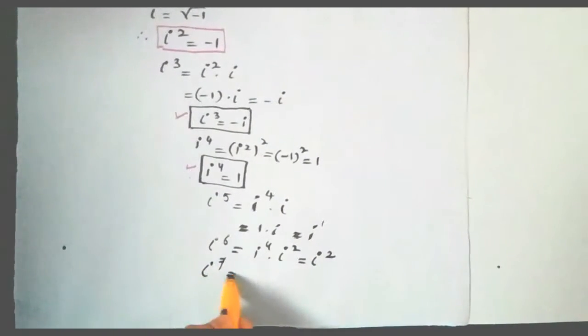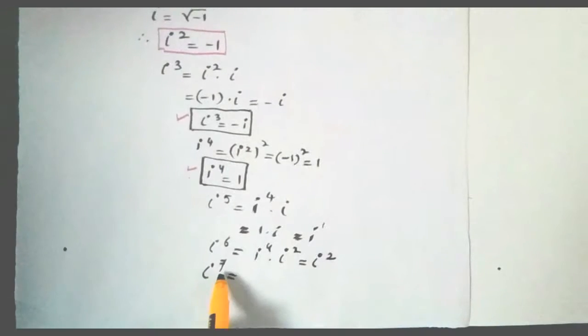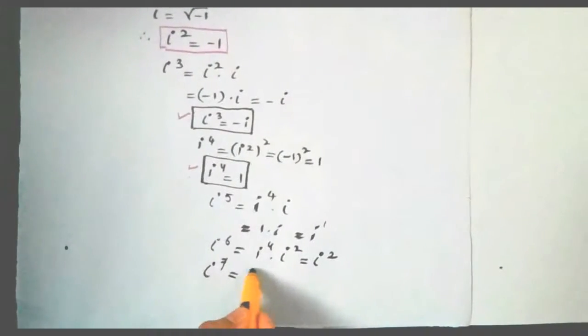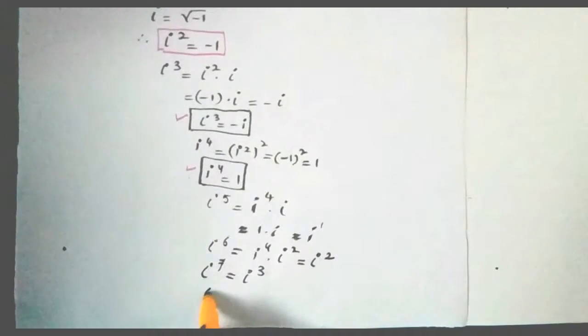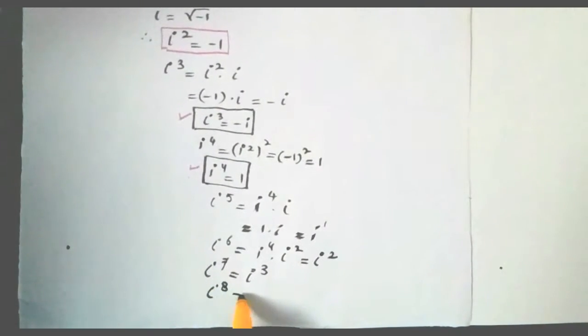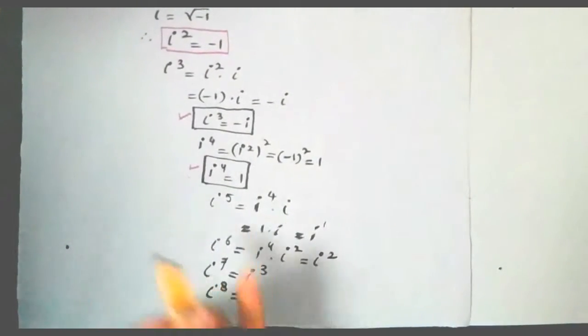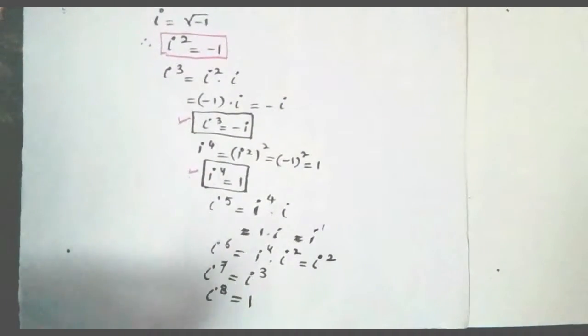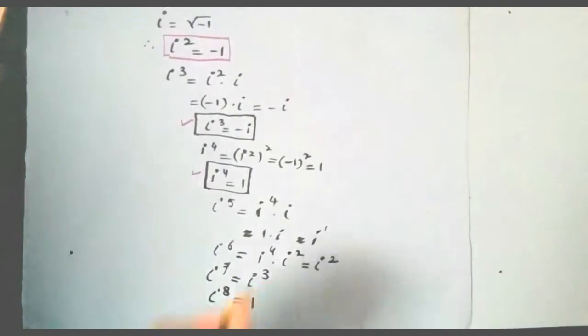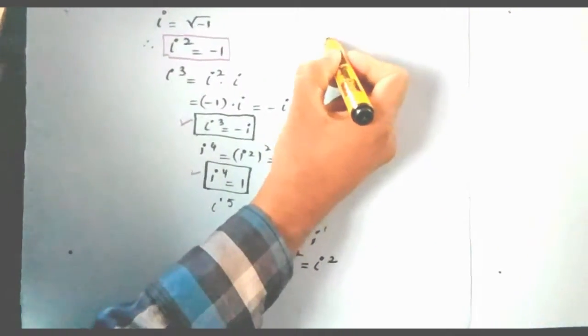Now we are not going to use this technique. I will just remove 4 from this, so I will get i power 3. So what is i power 8? i power 8 is i power 4 times one more i power 4, that is 1.